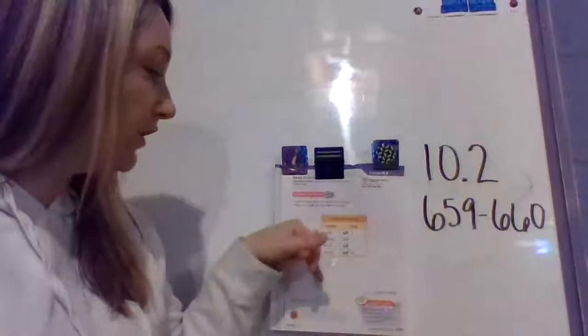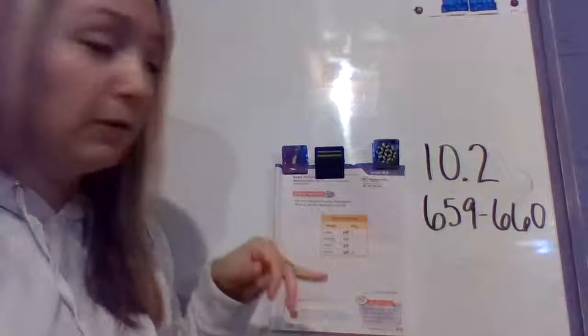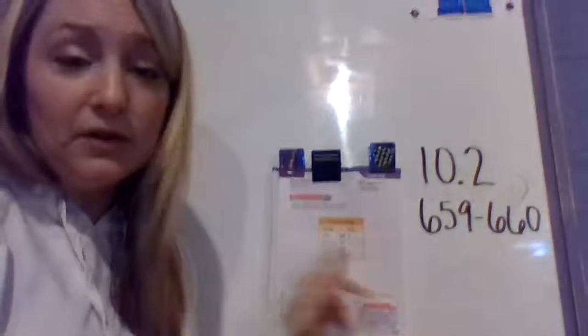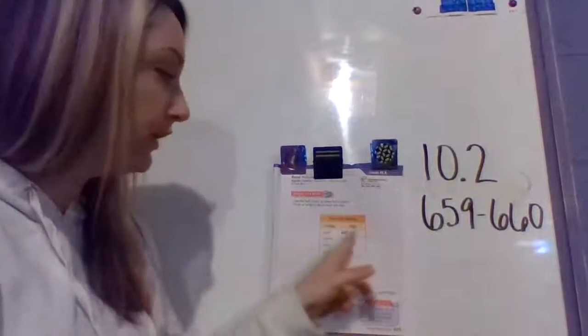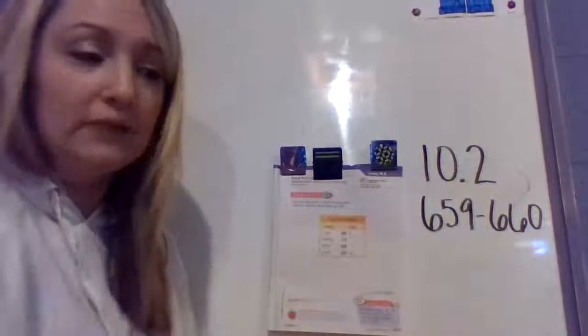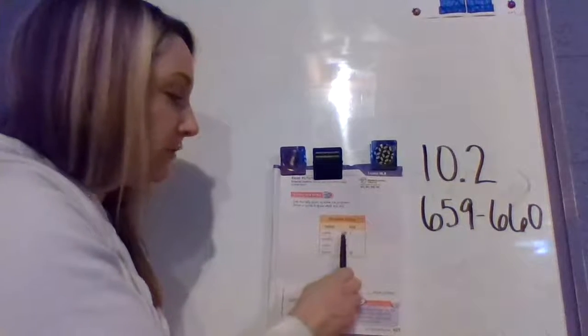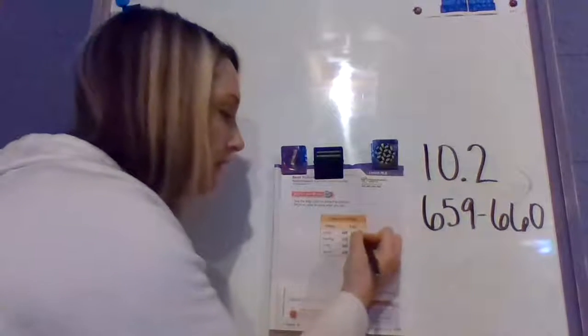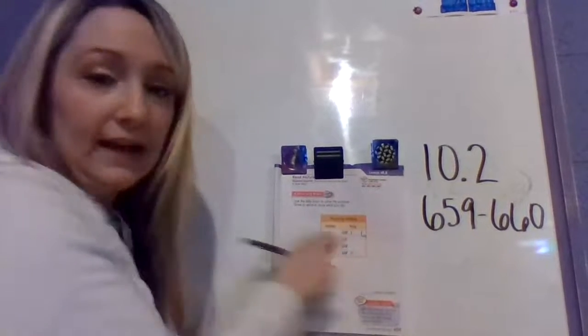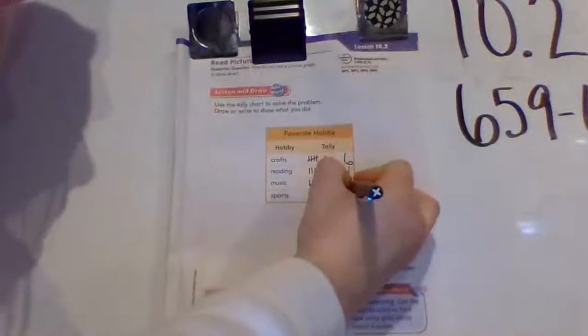So these hobbies are crafts, reading, music, and sports. And then they did tally marks to collect their data. Let's look at the tally marks, and we're going to write the number that matches the tally mark. For crafts, we have 5, 6, because remember, every time you see that diagonal line, that means it is 5. And for reading, we have 1, 2, 3, 4. For music, we have exactly 5. And for sports, we have 5, 6, 7.